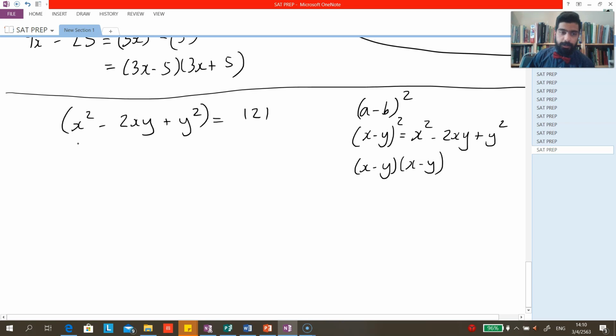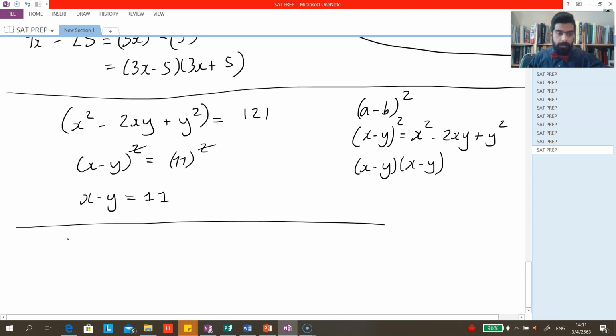So if we take a look at this algebraic expression, we can write it as x minus y whole square, which is equal to 121, and 121 we can also write as 11 to the power of 2. Right, guys? Now, the power of 2 and the power of 2 will simplify. Hence, we have x minus y is equal to 11. Alright, guys, x minus y is equal to 11. Now, there's one more method to solve this.